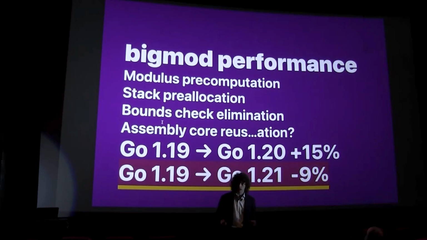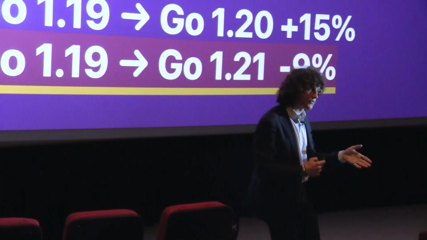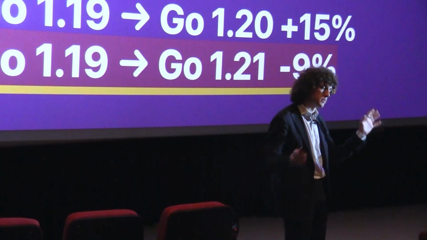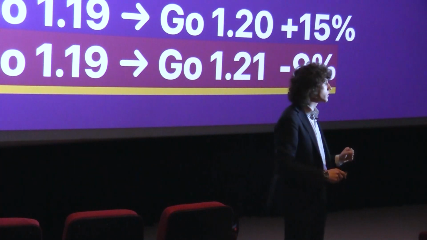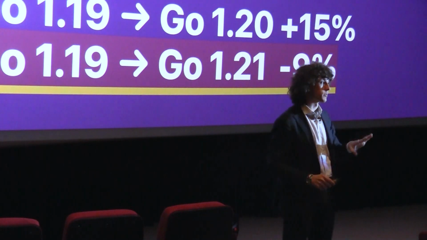Now, it's a little faster because a lot of things went into it. There was bounds check elimination, where you convince the compiler that it doesn't have to check if you've gone over the end of the slice at every iteration. There was a bunch of pre-computation. We reused one of the assembly cores from math/big. math/big had a lot of assembly. We moved it down to a single core. And one of my favorite things, the stack reallocation. I'm going to show you how that works.